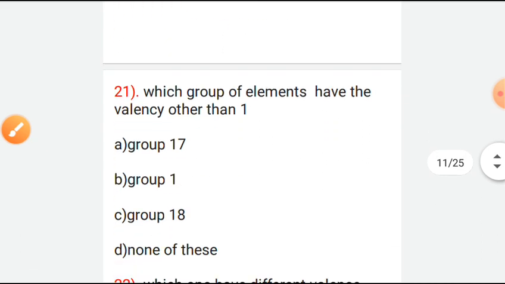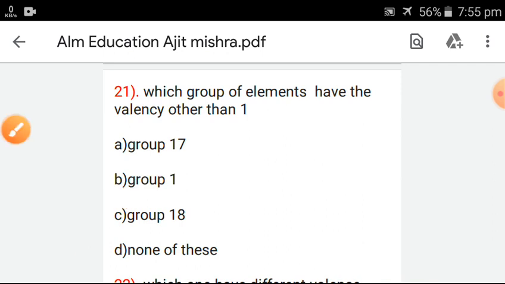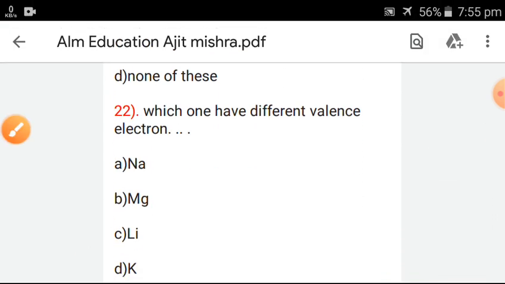Next question. Which group of elements has a valency other than 1? In the given options, option A, group 17, option B, group 1, option C, group 18, or option D, none of these. Choose the correct answer. In group 17, the elements are 1 electron short of completing their octet, and group 1 elements have 1 electron in the outermost shell. So group 17 and group 1 both have valency 1, but group 18 has a different valence.